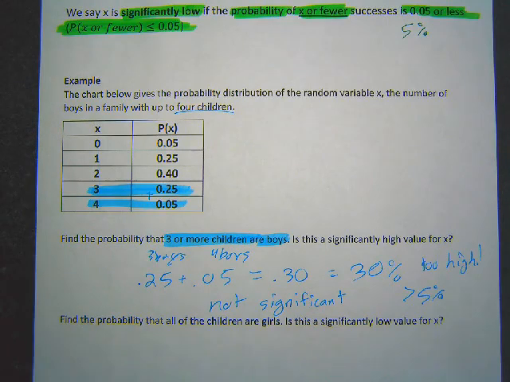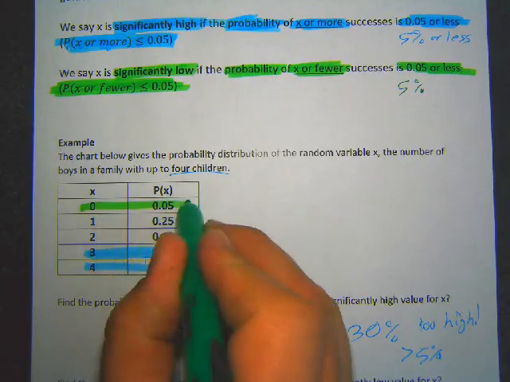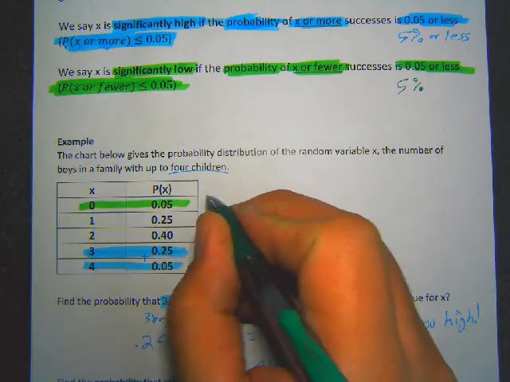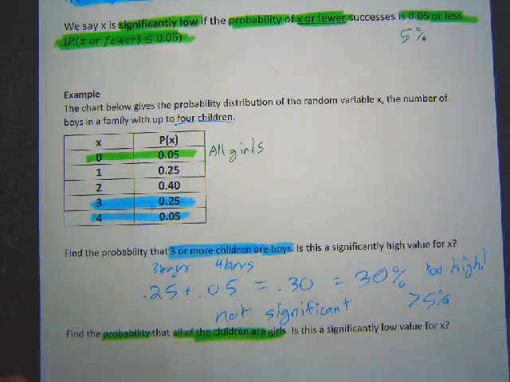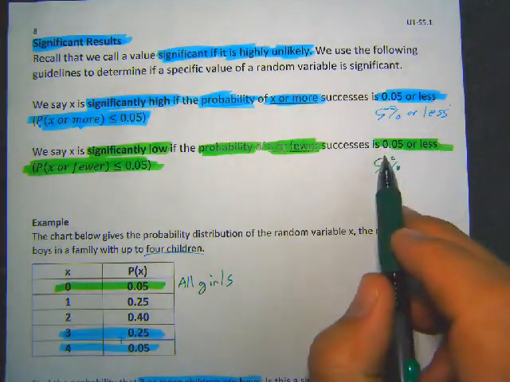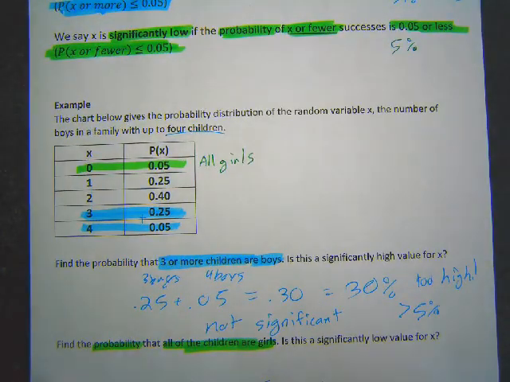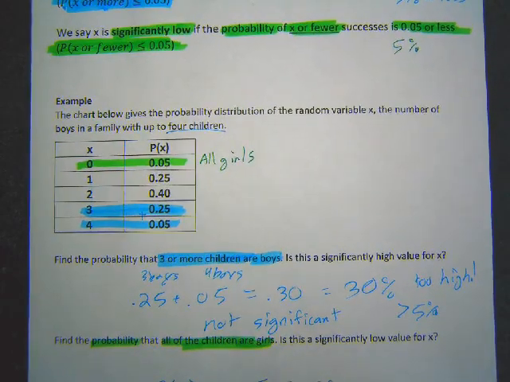What about if we say all the children are girls? Let's find that probability. The probability that all the children are girls, well, the only one where all children are girls is going to be 0 boys. That's the only option. 1 boy, 2 boys, that doesn't count. So this probability of 0 is 0.05, which is okay because we said that much or less. So 5% is equal to that 5%. So yes, it is significant. It's a low enough chance.